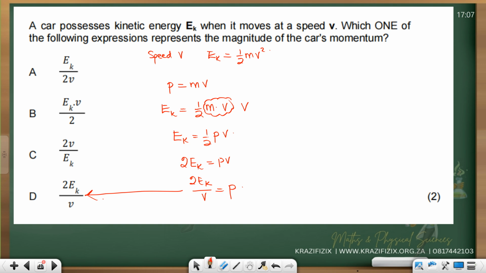This is how we work things out. Did it make sense? Is there anyone who's confused? Talk to me. Give me thumbs up or thumbs down. Let's see. Quickly.